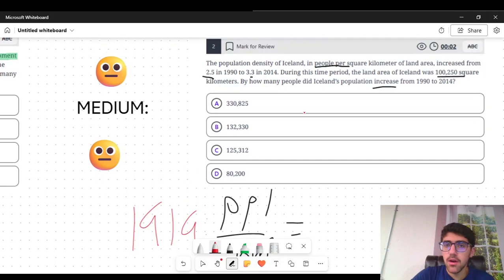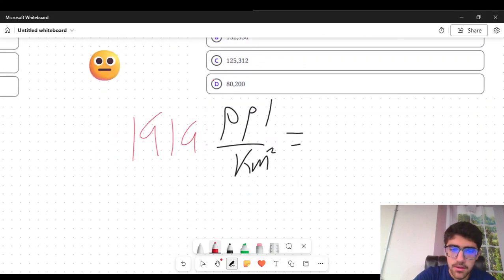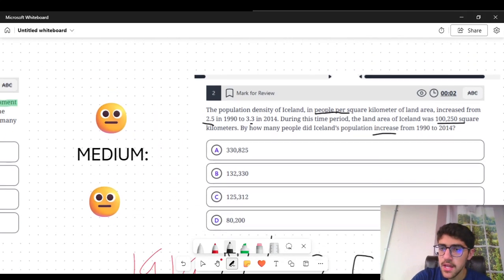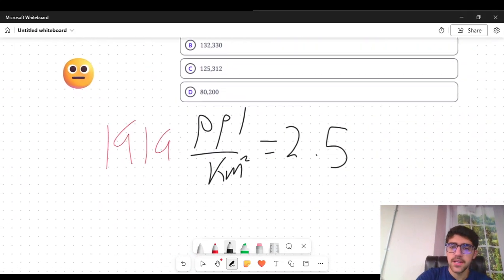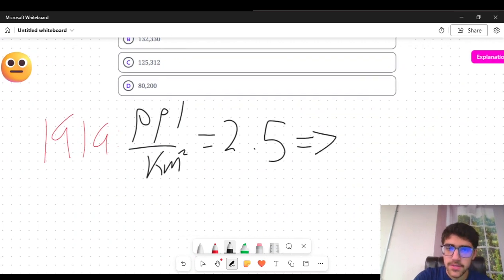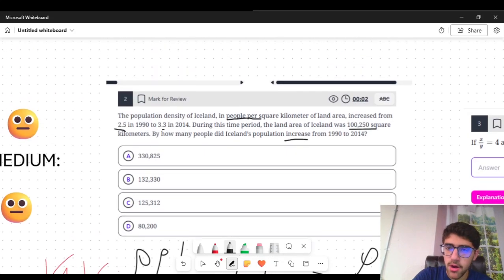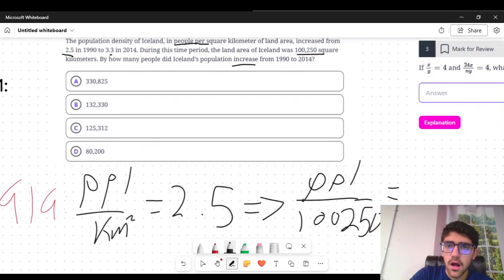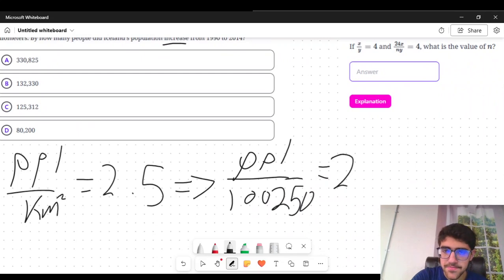And it was 2.5 in 1990, so we just write 2.5. Now we want to find the number of people specifically, which is why the question gave us the land area. So then we could just plug in the land area. So you get people, it's still a variable, divided by 100,250, and that is equal to 2.5 that we had.